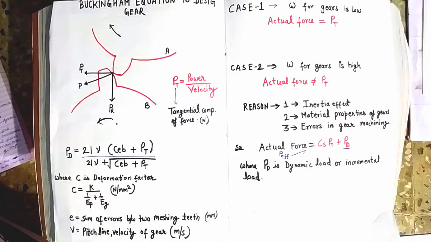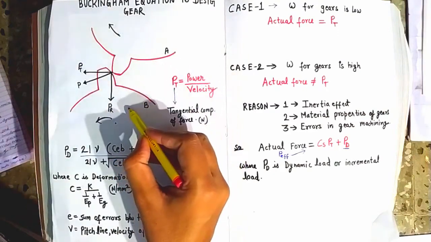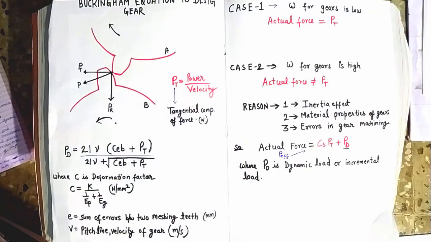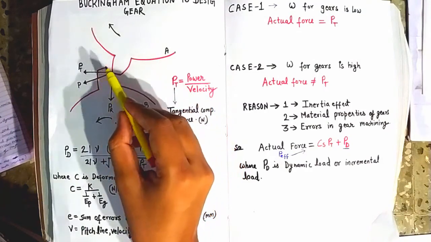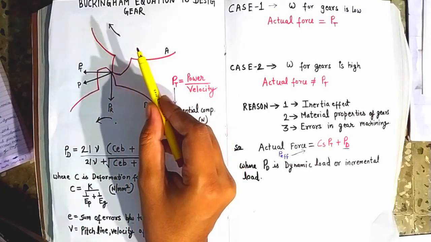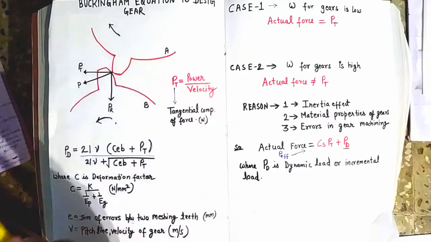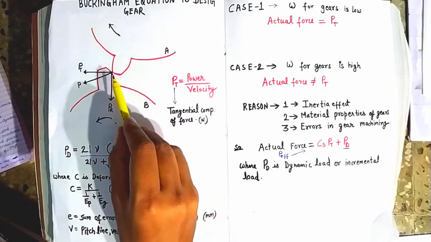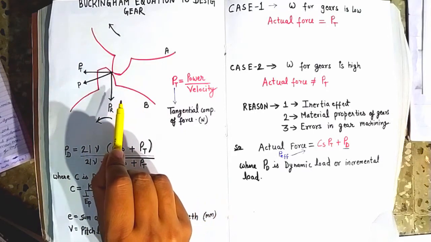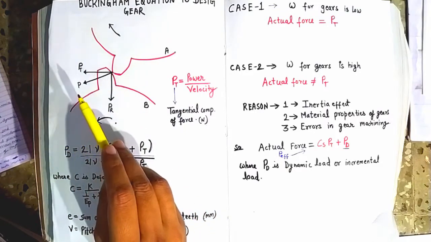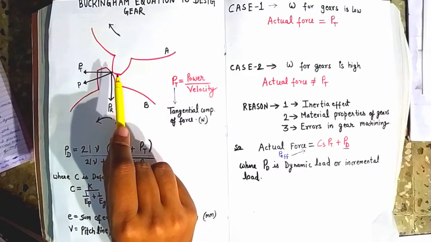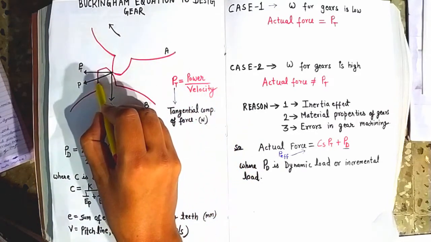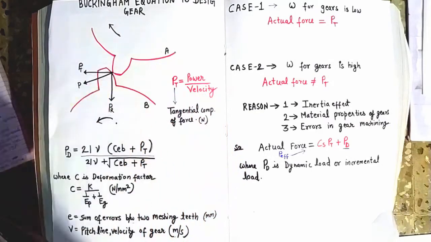Now friends, see this. Suppose gear A is driving gear B and it is transmitting power to gear B. The tooth of gear A is making contact with the tooth of gear B in this process of power transmission. Gear A is the driving gear, rotating clockwise, and as a result power is being transmitted to gear B, which is rotating in the clockwise direction. This is the tooth of gear A and this is the tooth of gear B, and the tooth of gear A is transmitting power to the tooth of gear B.